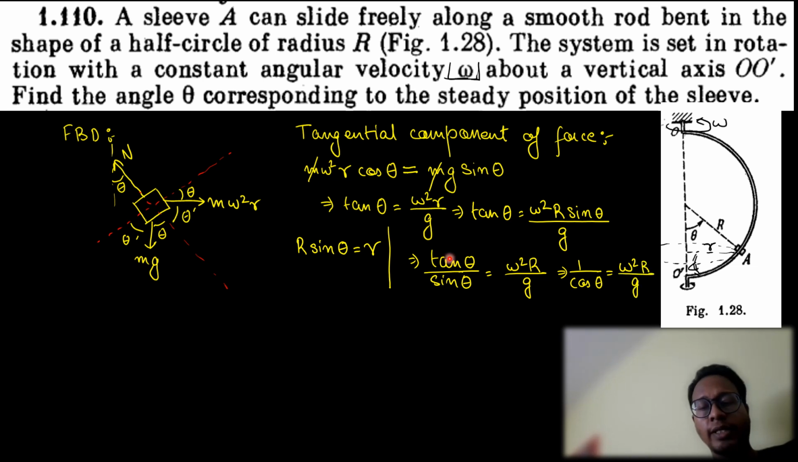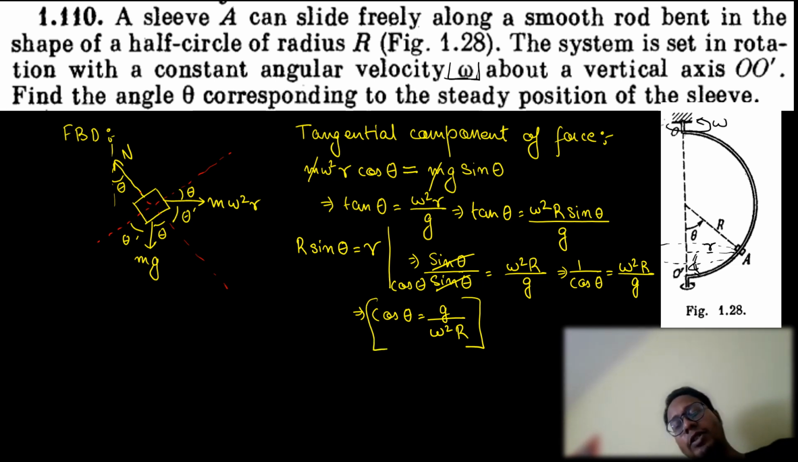See out here, tan theta is nothing but sine theta by cos theta, and this sine theta would get cancelled. So 1 by cos theta is equal to omega square R by g, or cos theta would be g by omega square R. So this is the solution: the angle theta would be cos inverse of g divided by omega square R.